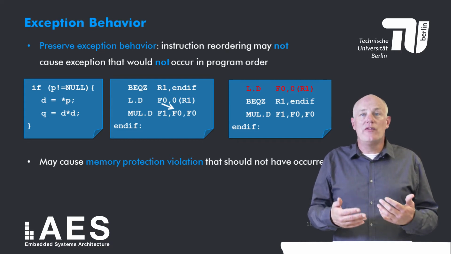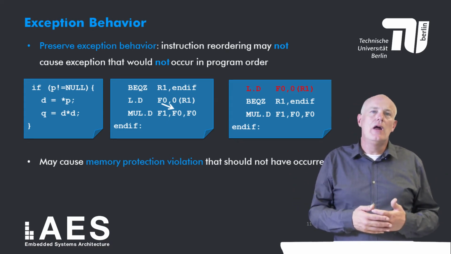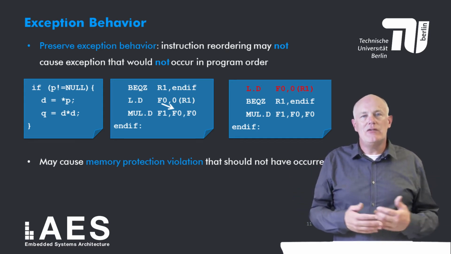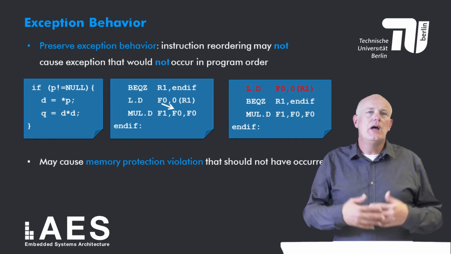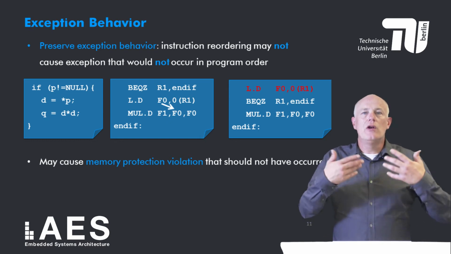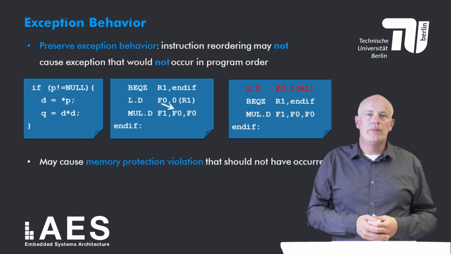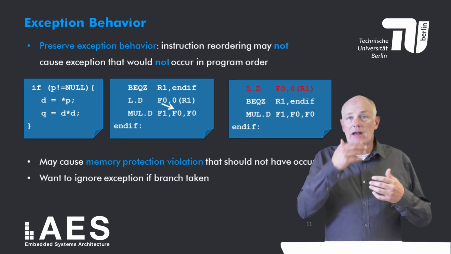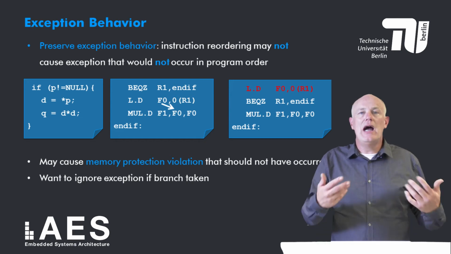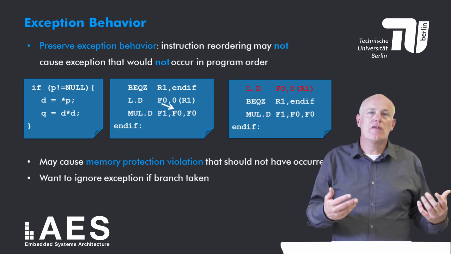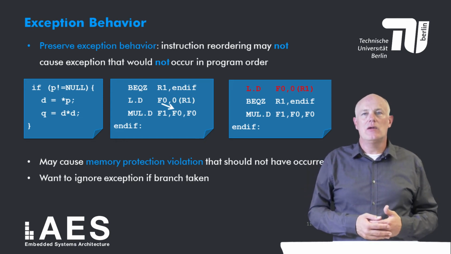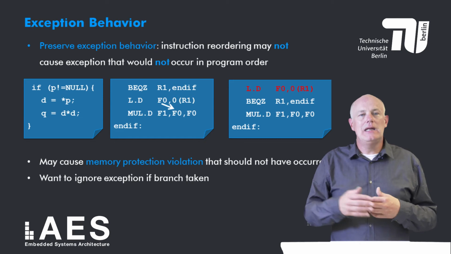If R1 equals 0 and therefore P is the null pointer, the load will attempt to read from address 0, which is illegal because address 0 is reserved for the operating system. So this transformation is not legal in this case because this exception would not have occurred in normal program order. To deal with such cases while still being able to schedule loads before branches, modern high-performance processors support constructs that ignore the exception if the branch is taken and should not have been executed. How this works, I will explain in a later lesson.